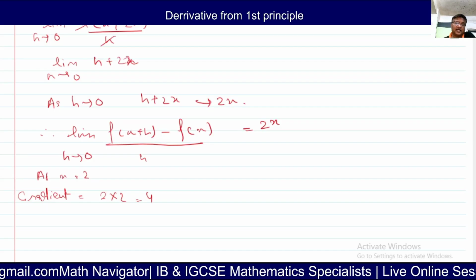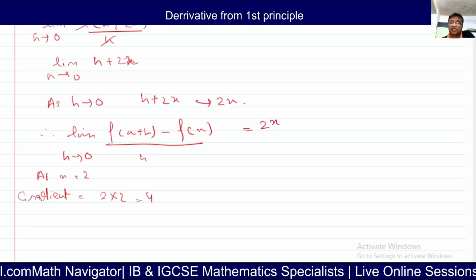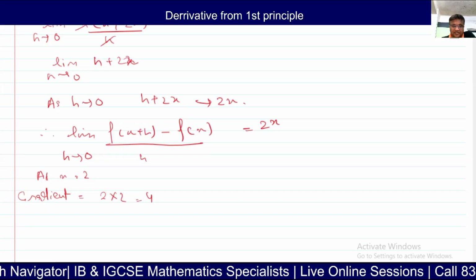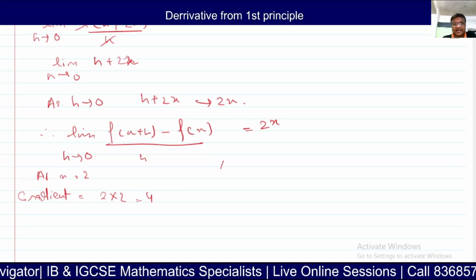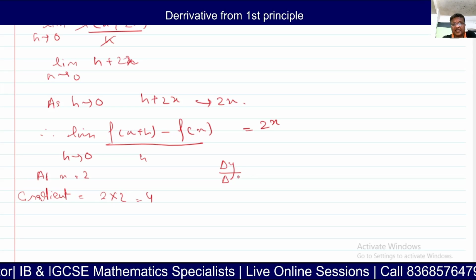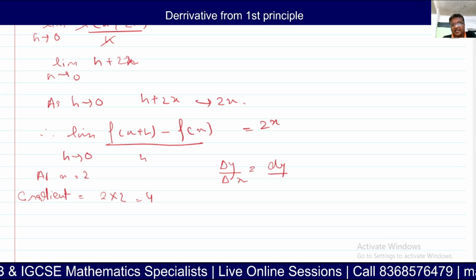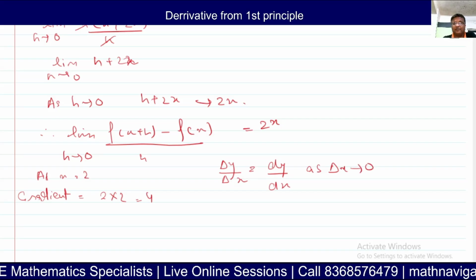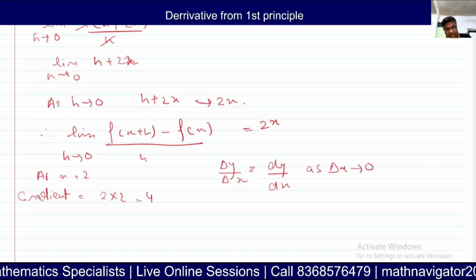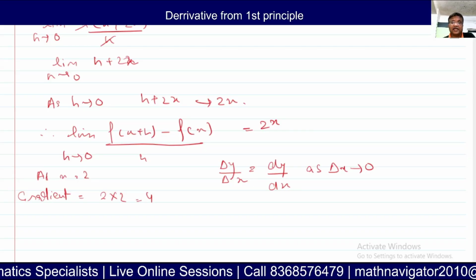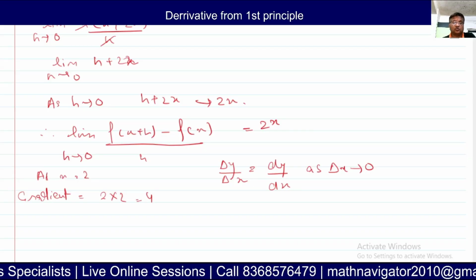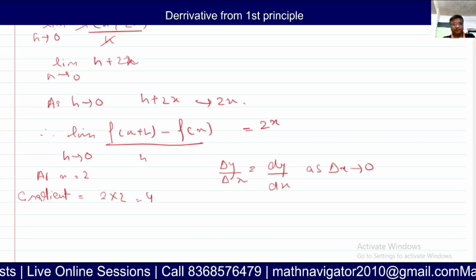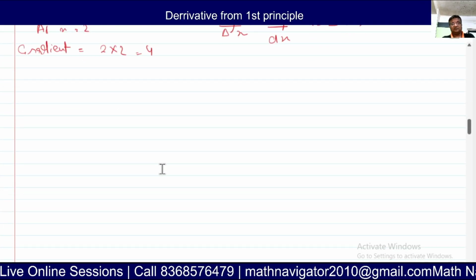This is just for your better understanding of what the gradient is and how we find the gradient, or how we find the dy by dx, because delta y by delta x is equal to dy by dx as delta x tends to 0. That means we call delta y by delta x as dy by dx when my delta x is very, very small. Very small means almost 0. That means my x is almost constant, right? So I hope this is clear up to here.